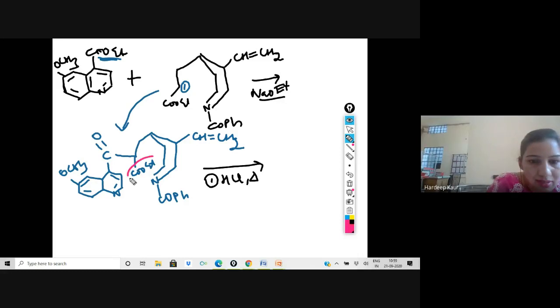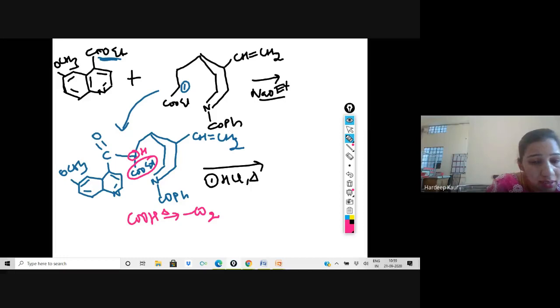This ester is converted into COOH. When we heat this system, carbon dioxide is removed. So that means now here we will be having H. Is it clear? Okay. I think it is clear.